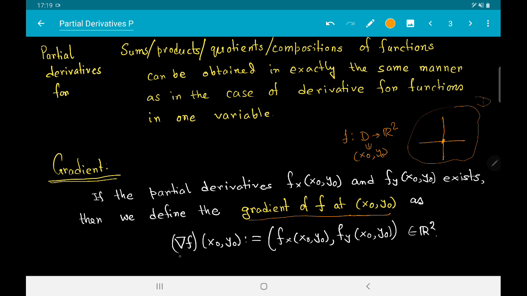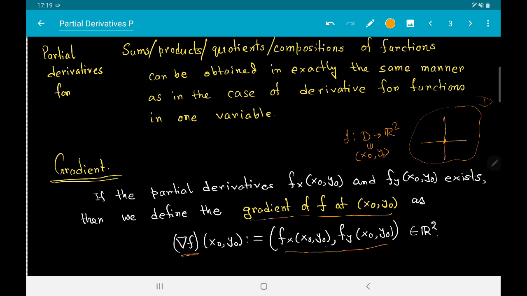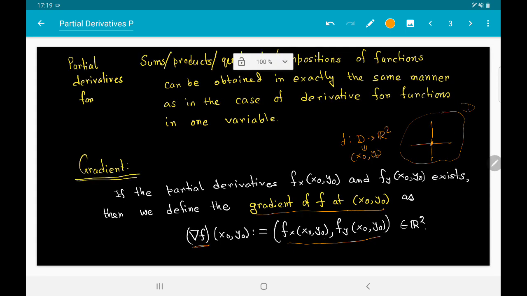We denote this by this notation. The gradient of f at the point x0, y0 is defined as (fx of x0, y0, fy of x0, y0), and of course you can see that these are two real numbers, so the result is an element of two-dimensional Euclidean space. We will come back to more usage of gradients later.